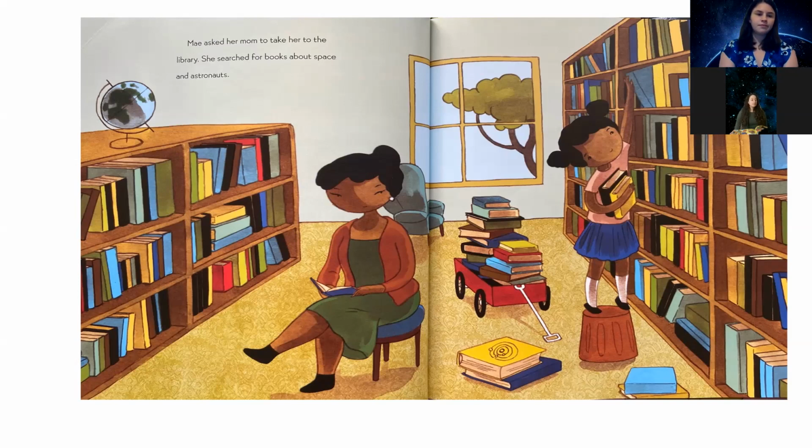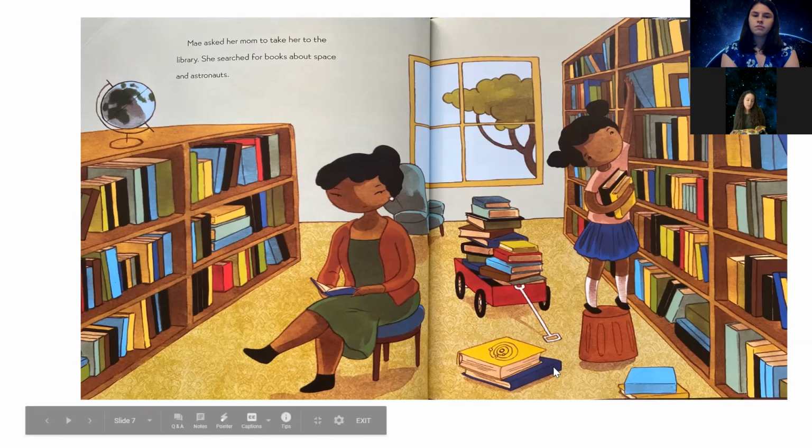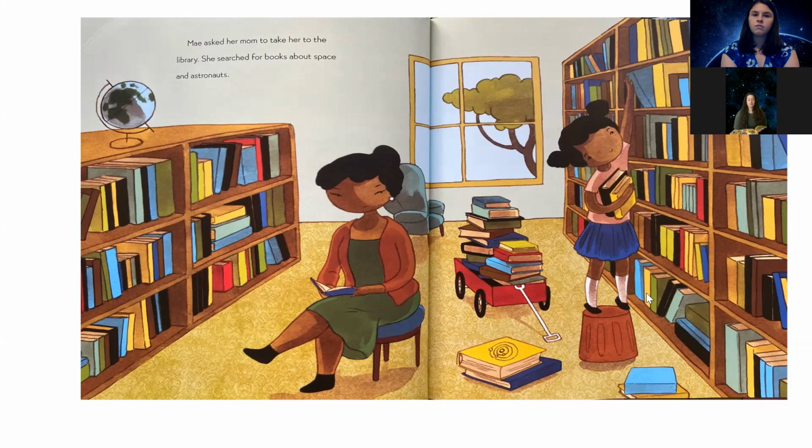You know, Miss Stoughton, if I were May and I were looking for books about space and astronauts, I'd want to know more about the planets. Oh, las planetas. That's an excellent idea. ¿Qué más? I think I'd also want to know more about what astronauts eat while they're in space? That's a very important question.